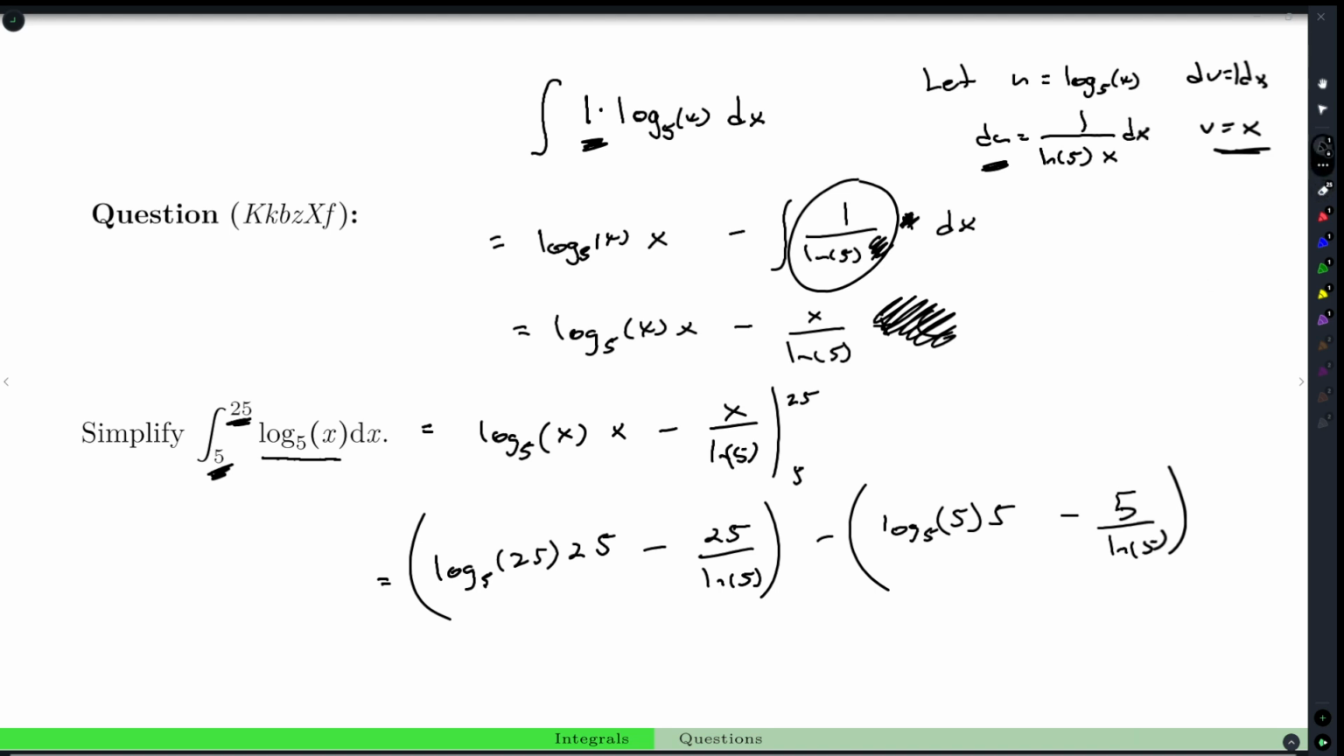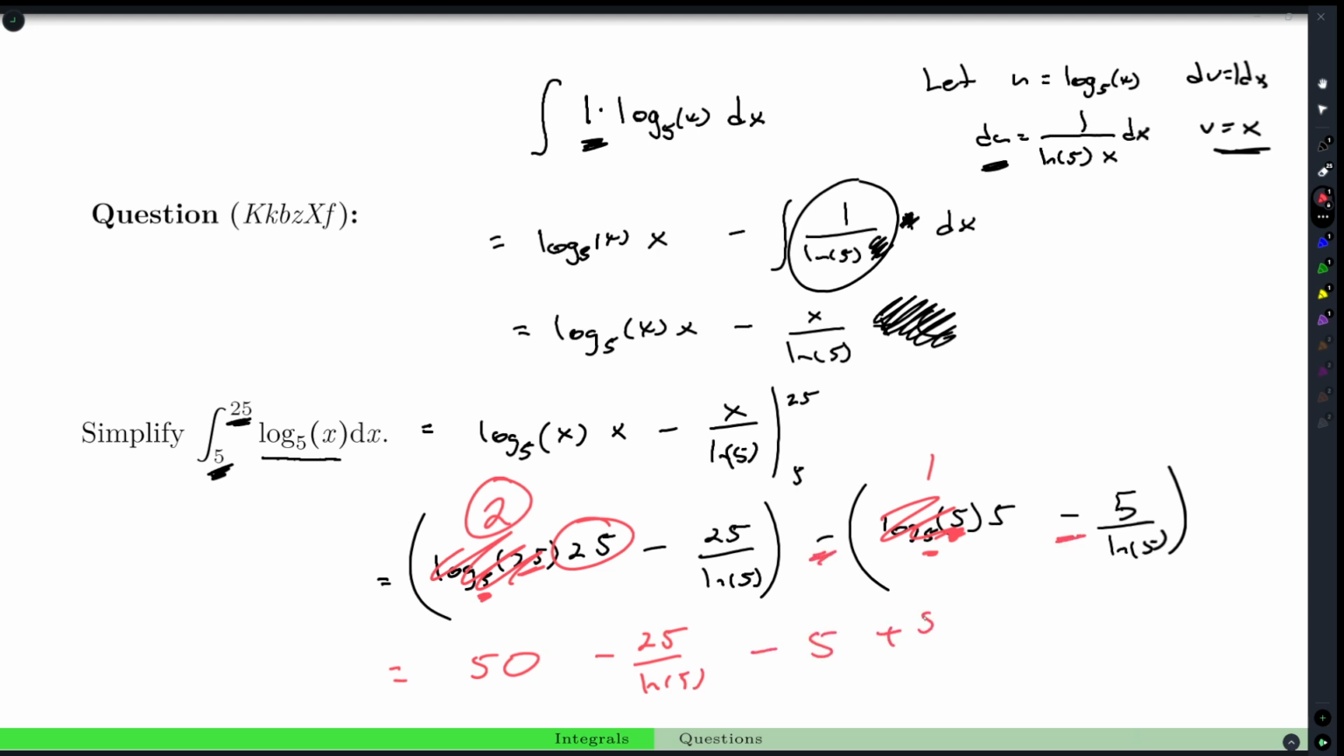There we go. I would not say we're done yet because we want to simplify these. Okay, log base 5 of 25. What do you raise 5 to the power of to get 25? 2. What do you raise 5 to the power of to get 5? 1. So we've got 2 times 25, which is 50, minus 25 over ln 5, minus 5, and then minus is plus. So we'll get 45 minus 20 over ln 5. That is the final value of this definite integral.